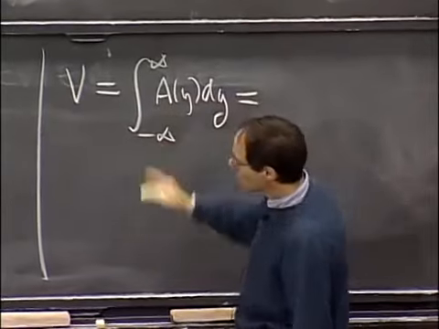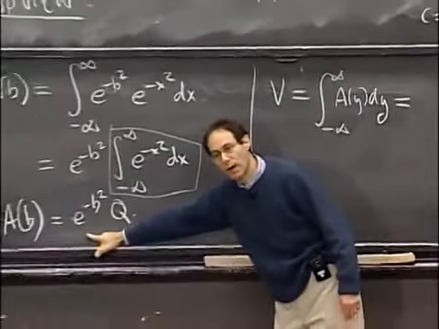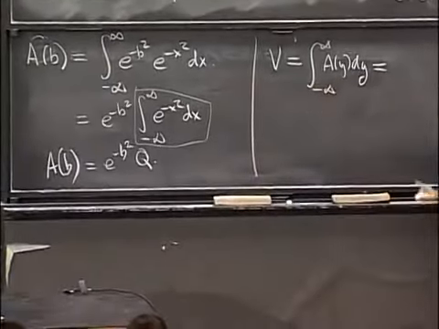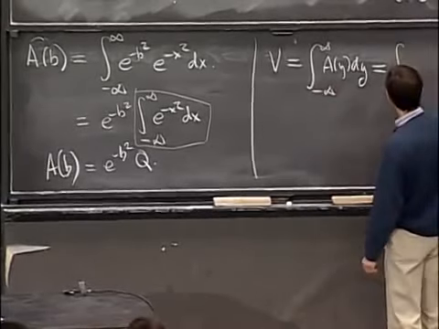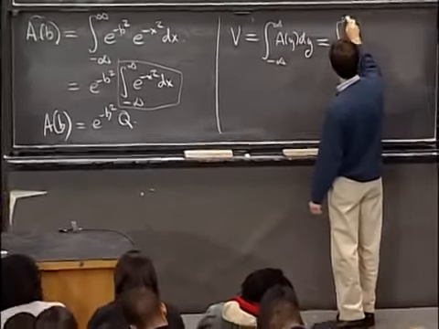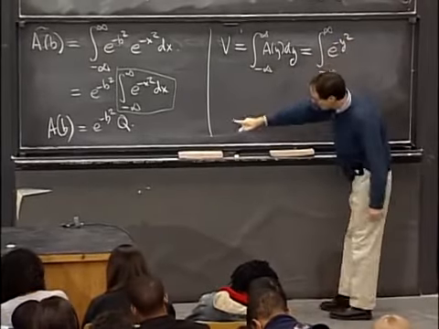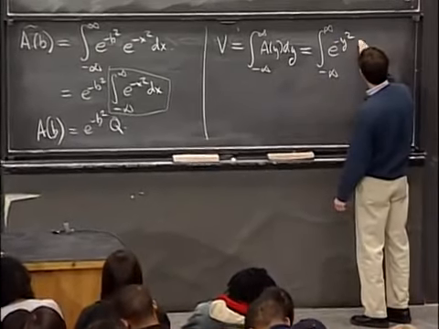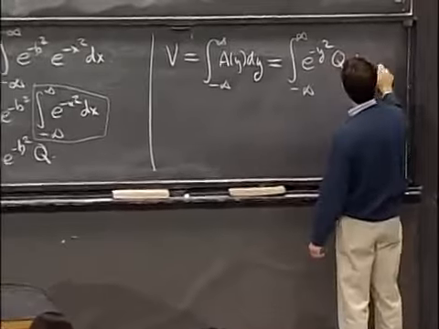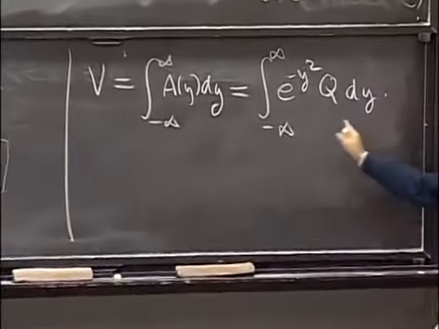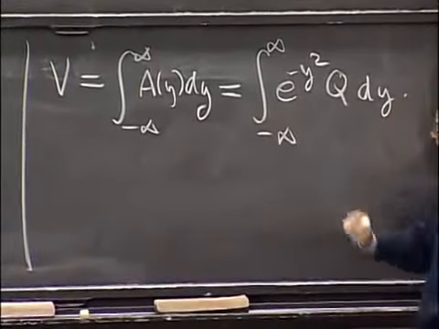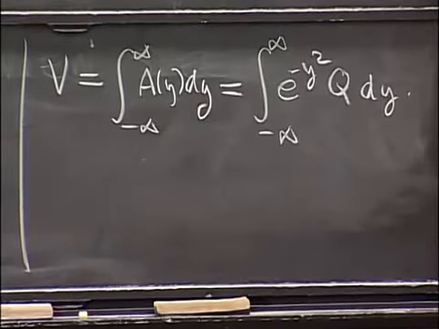And now I'm just going to plug in the formula that we found for A. Now I'm doing this for each b, so I'm doing it varying over all b. So I have the integral from minus infinity to infinity, and here I have e to the minus y squared. I've replaced b by y. And now I have q, and I have dy. I just recopied what I had over there into the formula for slicing.